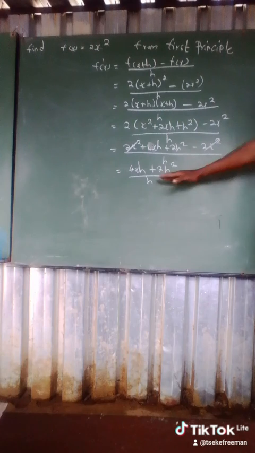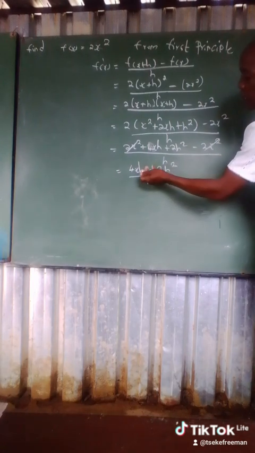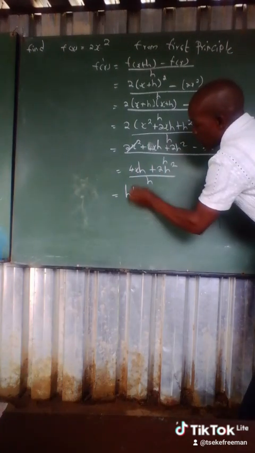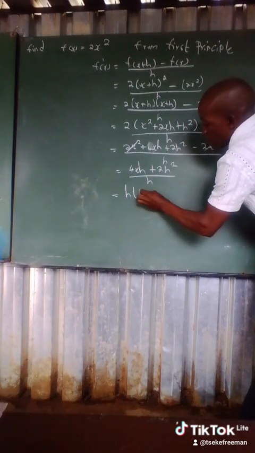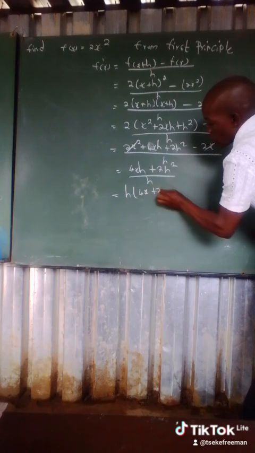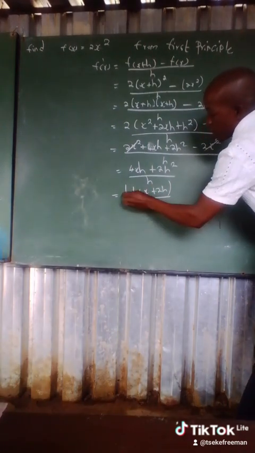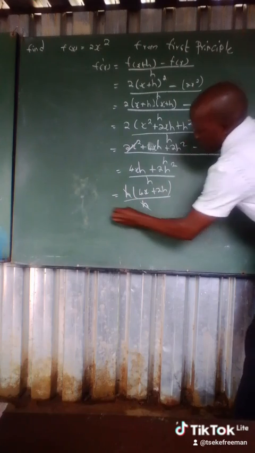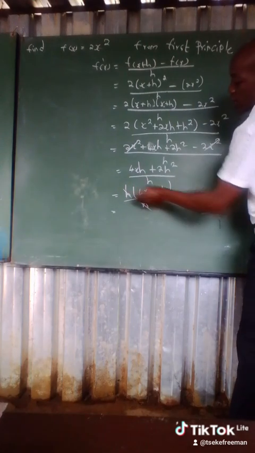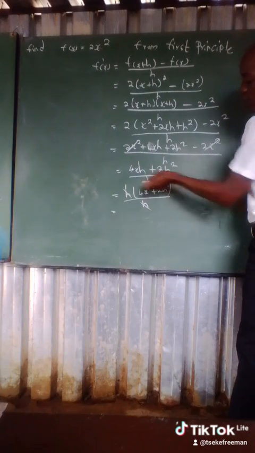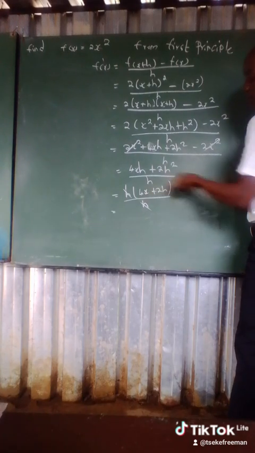Now, another step that you're going to take, we assume that we have a common factor since we are seeing 4xh and 2h squared. Then it will be h, and then in brackets we will have 4x plus 2h. Now, what's going to happen? We also divide by h. This h will cancel this h, and then obviously it will be h divided by h, and that is 1. Then 4x plus 2h divided by 1 is 4x plus 2h.